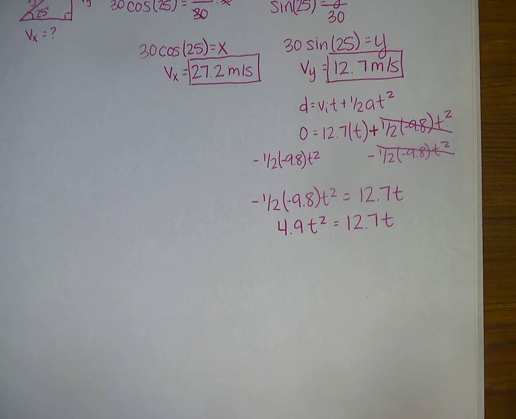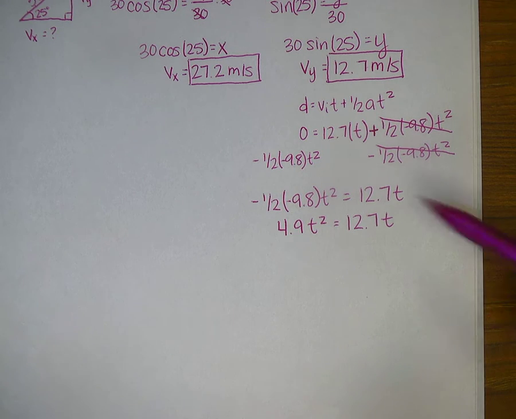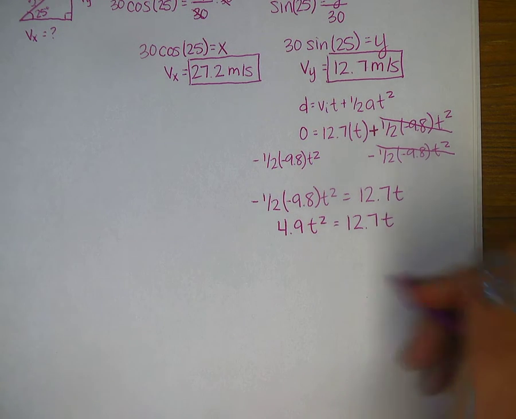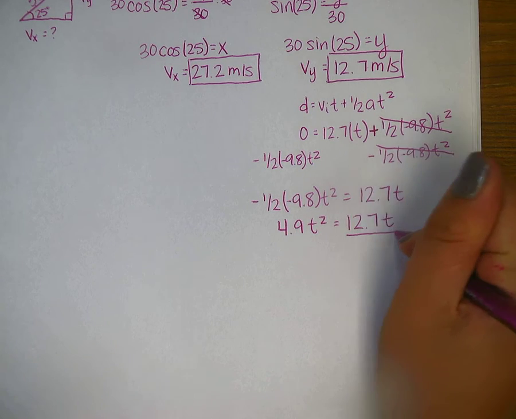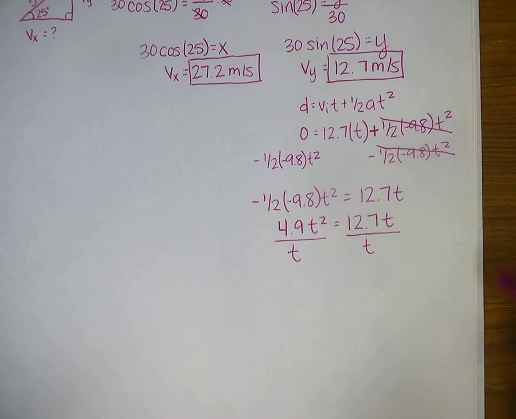Now we can do something to get rid of one of these t's to make our problem easier to solve or possible to solve. So since there's a t squared and a t, we have a common factor of t, so we can reduce by dividing a t out. So let's divide t on both sides of the problem.